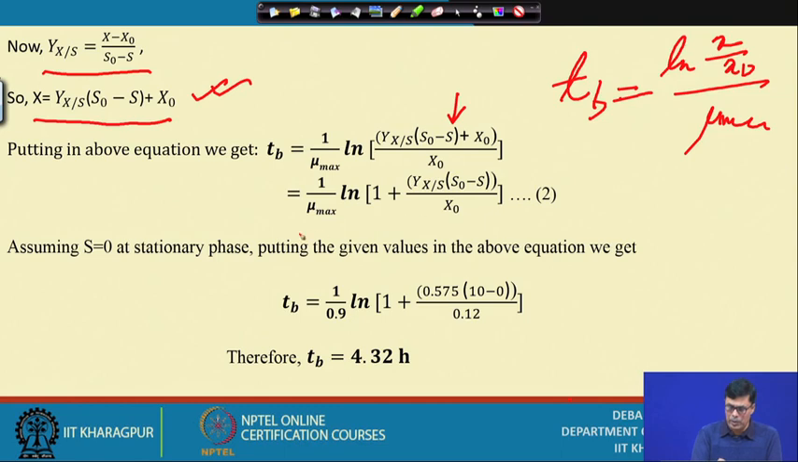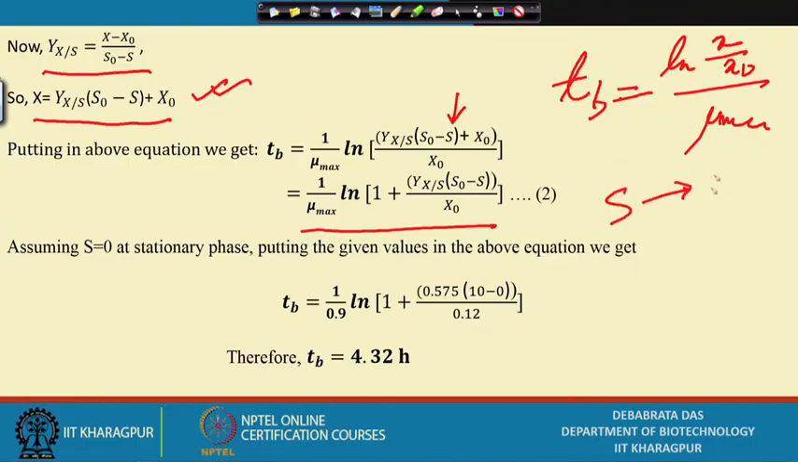So, we can simplify in this form, and then we assume that at the stationary phase, how do we define stationary phase? We define stationary phase as a kind of starvation phase, where most of the substrate will be exhausted. Am I right? So, we can assume that S tends to 0, not exactly 0, S tends to 0. Now, if it tends to 0, I can solve this problem like this.